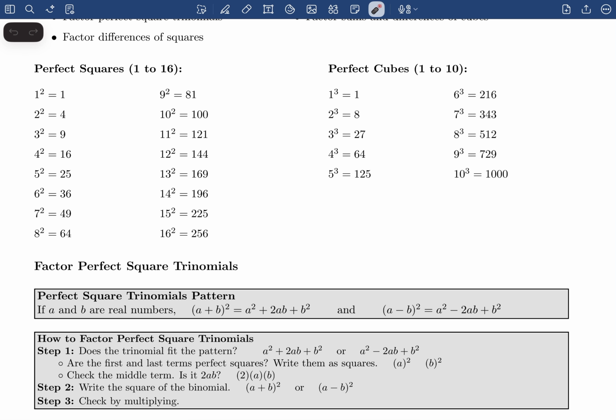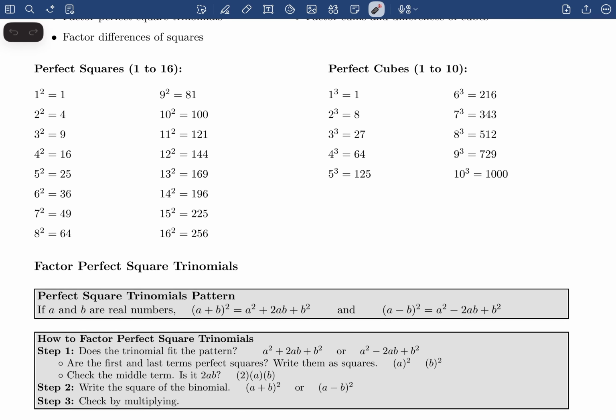I want you to have it in your heart and understand that 1 squared is 1, and 2 squared is 4, and 3 squared is 9, and 4 squared is 16, and 5 squared is 25, and 6 squared is 36, and 7 squared is 49, and 8 squared is 64. Not only that, 9 squared is 81, 10 squared is 100, 11 squared is 121, 12 squared is 144, 13 squared is 169, 14 squared is 196, 15 squared is 225, and 16 squared is 256.